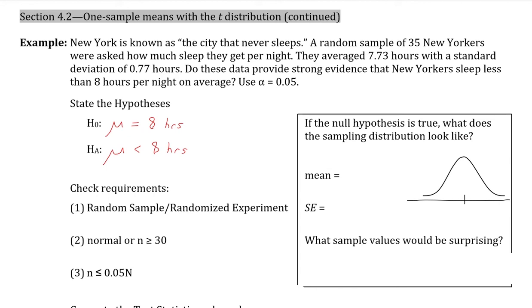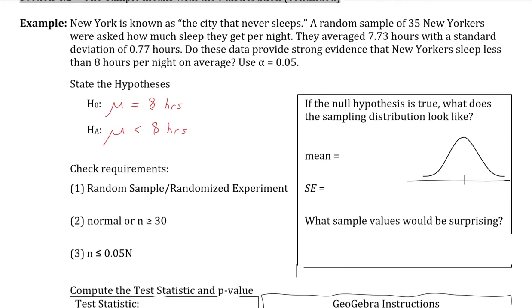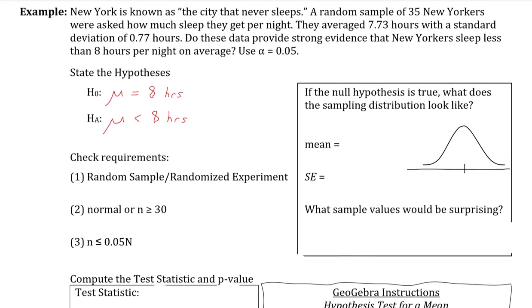To do so, we have a few things we're going to need to do first. Namely, we need to check the requirements that are needed to determine normality. The first requirement is that we have a random sample or a randomized experiment. In the second sentence, it explicitly states a random sample of 35 New Yorkers were asked, so we do have a random sample.